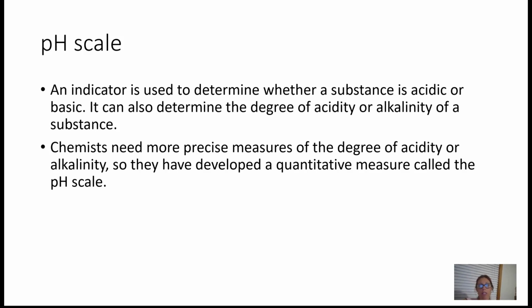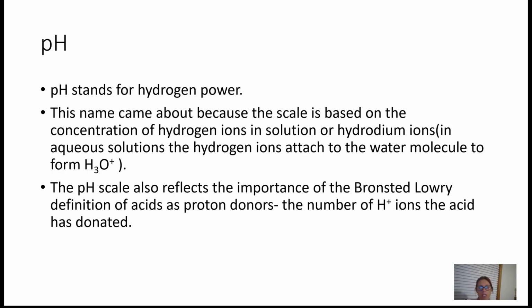As chemists we usually need that precision, and that's when they came up with the quantitative measure called the pH scale. So what does pH stand for? It means power of hydrogen. This came about due to the scale being based on the concentration of the hydrogen ions in solution, or the hydronium ions in an aqueous solution. So it again reflects the importance of the Bronsted-Lowry definition of proton donors. If there's an increase in the concentration of hydrogen, that'll be reflected in the pH scale.